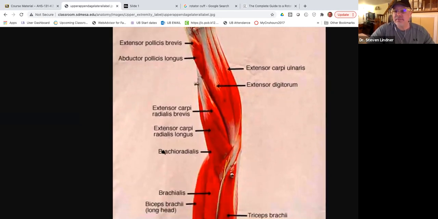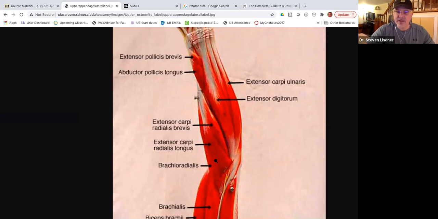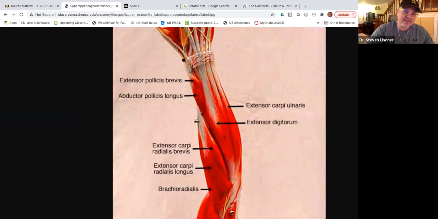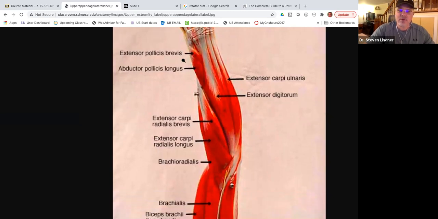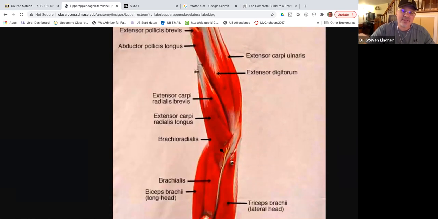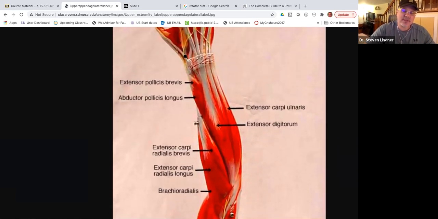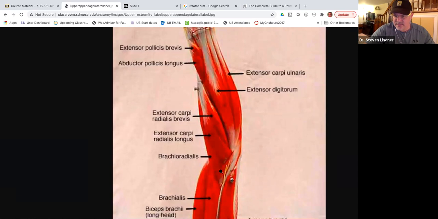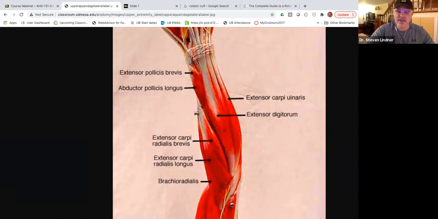In fact, it's the only muscle in the body that originates at the distal end of one bone and goes to the distal end of another bone. It's the only muscle in the body that goes from the end of one bone to the end of another. And it's the distal ends, because the lateral epicondyle is the distal end of the humerus, whereas the radial styloid is the distal end of the radius. So it's the only muscle in the body that goes from the distal end of one bone to the distal end of another.